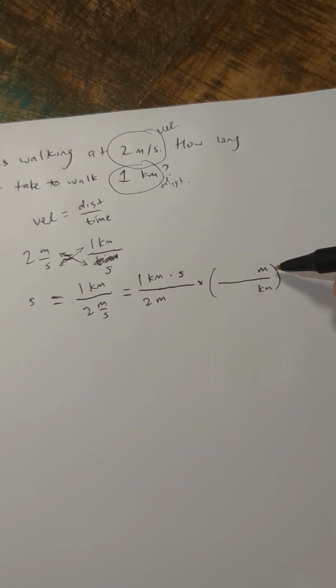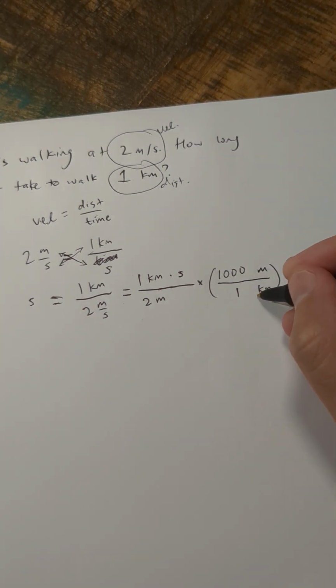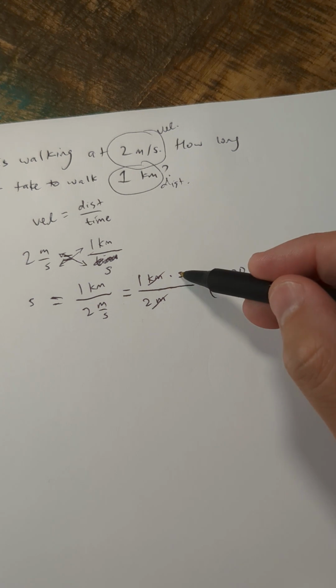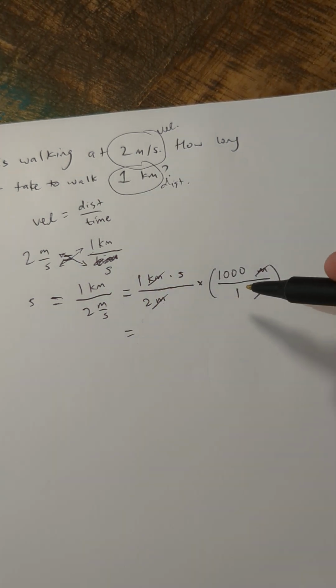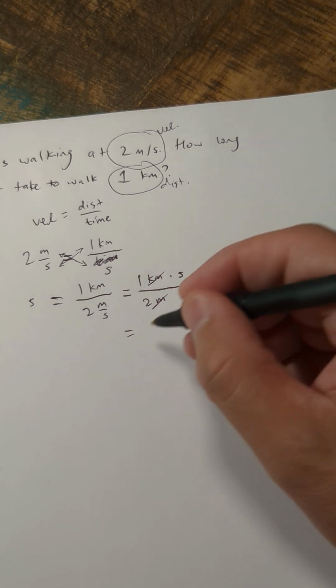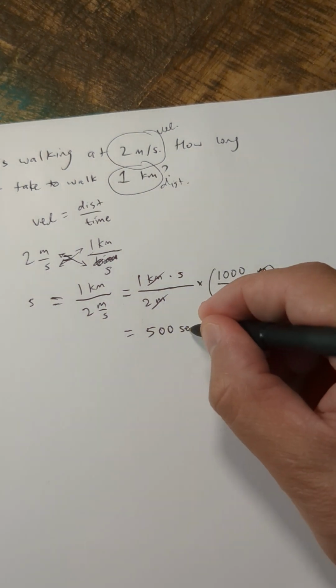Now we just write in the equivalent, the fact, meters and kilometers. So 1 kilometer equals 1,000 meters. Now kilometer cancels, meter cancels. Now we're left with just numbers and the one unit that we want to solve for. So 1,000 divided by 2 is 500. We're left with seconds.